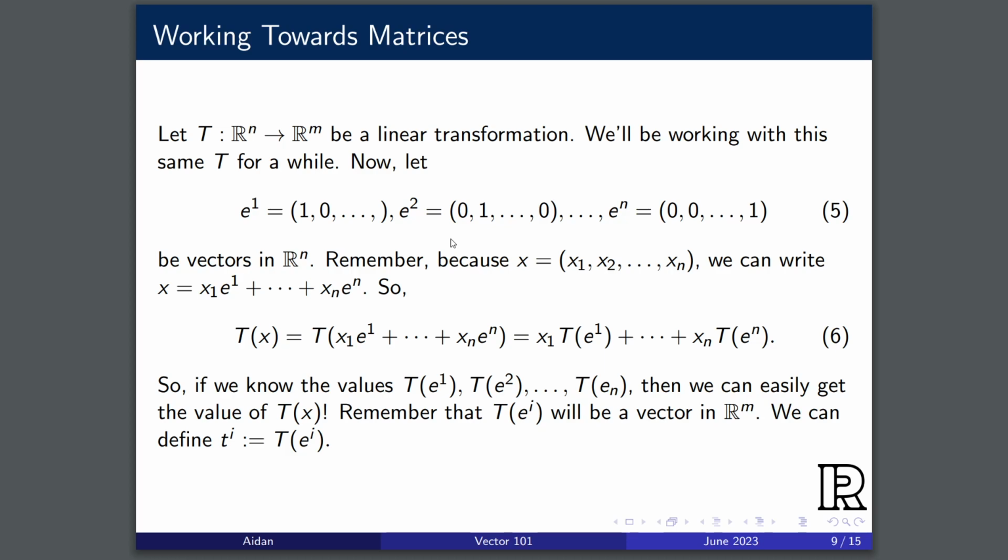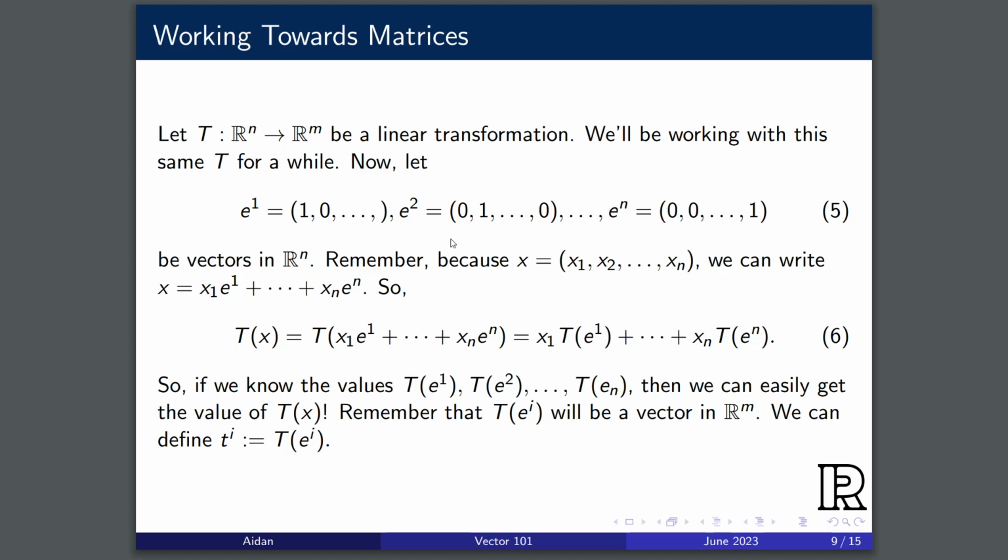Let's work on understanding linear transformations a little bit more. We've got this linear transformation T, and it's mapping vectors in Rn to vectors in Rm. So it's mapping vectors that have n entries to vectors that have m entries. And it's a linear transformation. Now we're going to work with this same linear transformation T for a while. So if I say T throughout the rest of the lecture, what I mean is this T, unless I say otherwise.